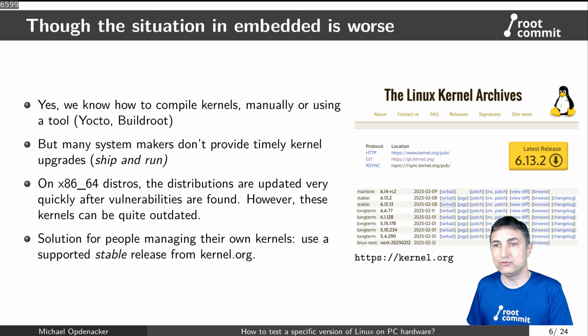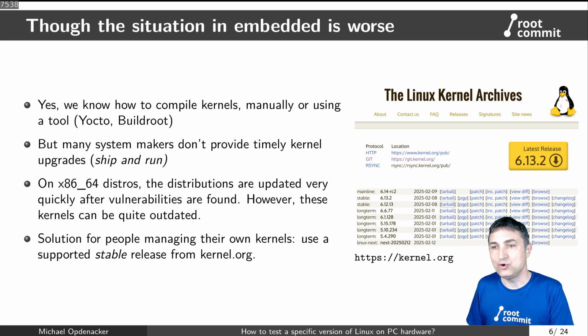Yes, we know how to compile kernels, either manually or using tools. But most system makers move on to new projects after releasing a product. Or at least they don't provide timely security and bug fix updates to their customers. You could call this ship and run. On x86, the situation is much better as the distributions are updated very quickly after vulnerabilities are found. On the other hand, you can end up running pretty old kernels, as I will show on the next slide.